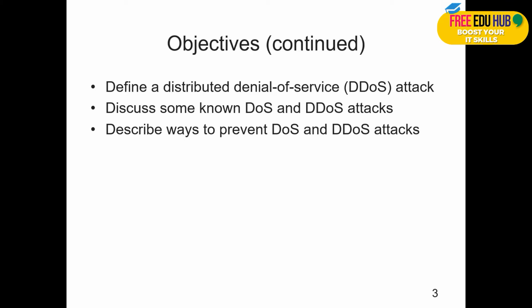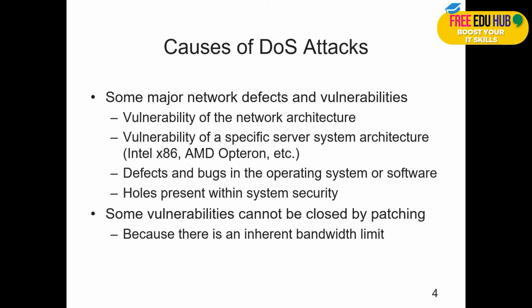Now we'll have to define the distributed denial of service, because whenever it's coming from a group of computers which are instructed to launch an attack simultaneously, we call it distributed denial of service. Then we'll discuss some DoS and DDoS attacks and describe the ways to prevent DDoS attacks by the end of the chapter. Now there are different causes of denial of service attacks, some major network defects and vulnerabilities.